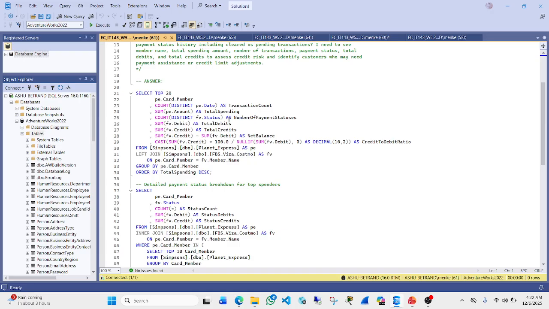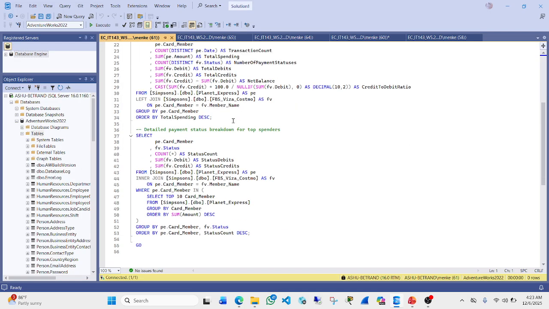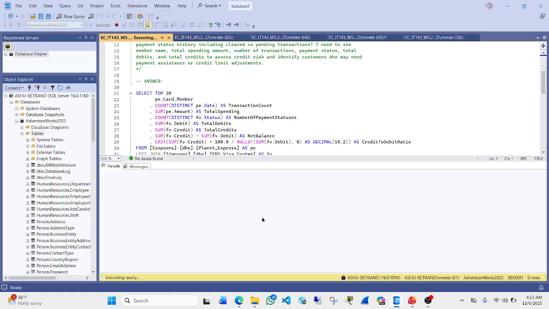For this, we are going to join all of them: the Planet Express, the Visa customer, and the Planet membership. Then we'll calculate the transaction counts, the total spending, the total debits, and the net balance for the top 20 people. If we execute this, we are going to see. Let's give it a minute to run the code.